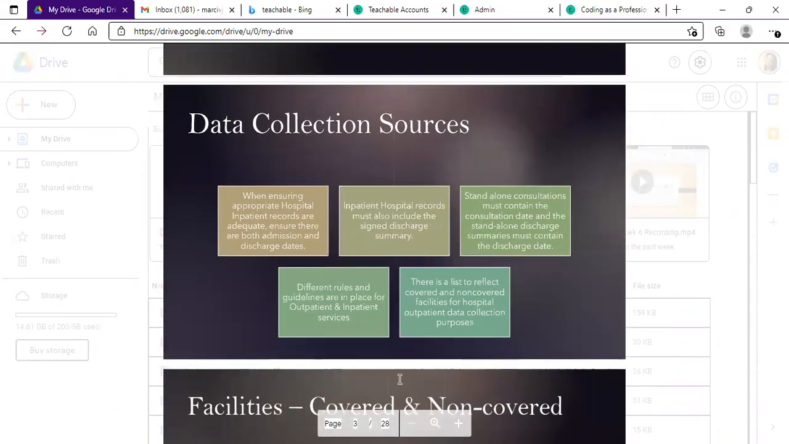So data collection sources. When ensuring appropriate hospital inpatient records are adequate, ensure there are both admission and discharge dates. So basically they're saying when you're looking through the medical records, when you're working for these insurance companies, these health plans, or this entity that you're working for, and you're coding your charts, if they are hospital inpatient records, then you have to ensure that both the admission and the discharge dates are on the medical record. This is something you need to know and not nice to know.